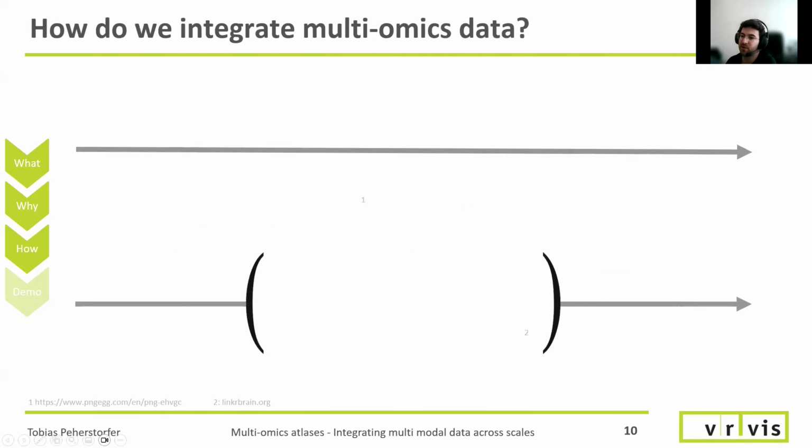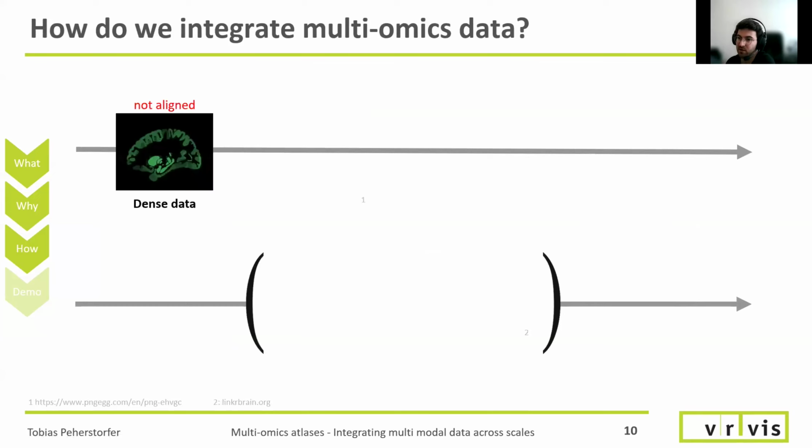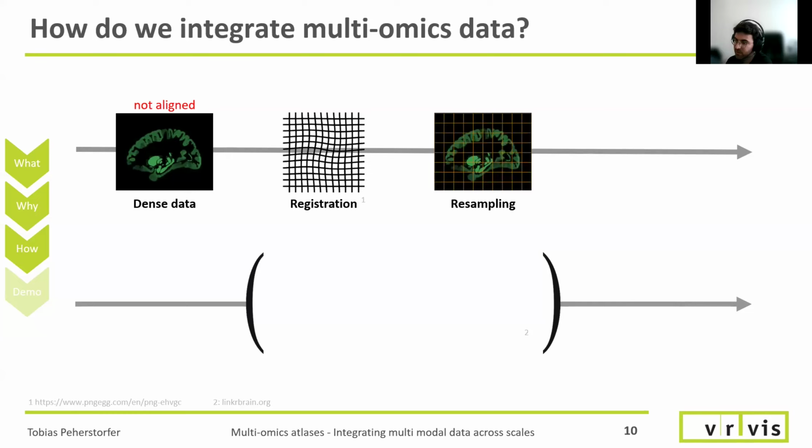You all will remember that I told you before about these different resolution types with dense data, sparse, and semantic. Now let's look at each of these types and let's see how we can integrate these data. When you first get your dense data, it will not be aligned to your reference space, not to your reference image, sorry. And the first step you will need to do is register it to this image and then resample it. I mean, I'm oversimplifying. All these steps are quite complicated, but this is what you need to do.